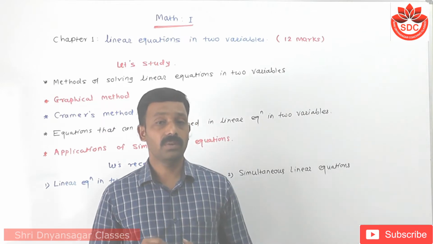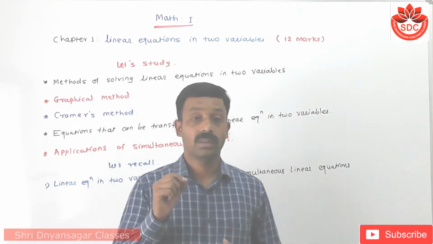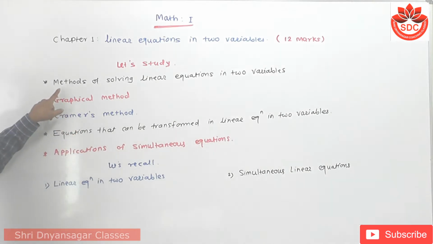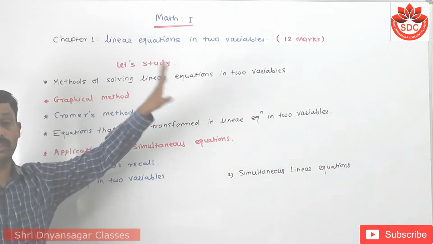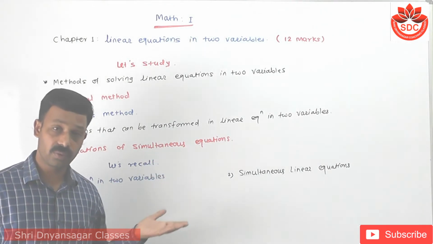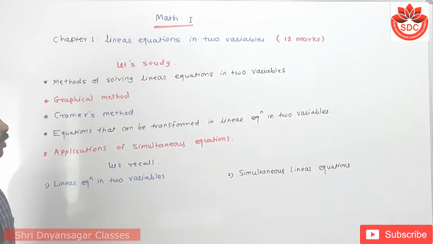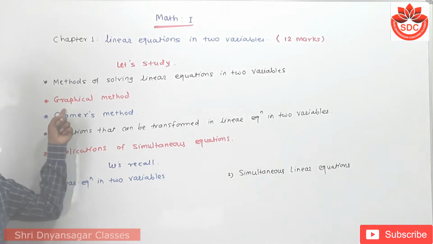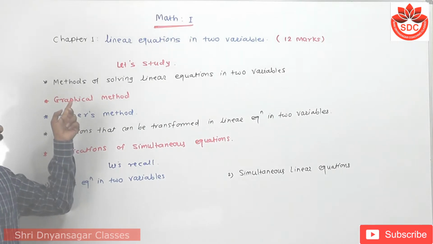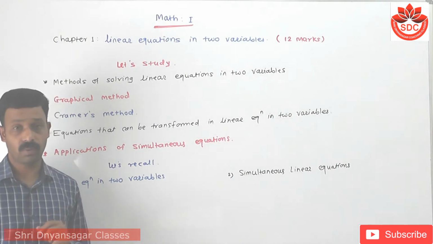Now in this chapter we have to discuss some important points. The first one is methods of solving linear equations in two variables. How many methods do we have to solve them? For example, equating coefficients, substitution, and elimination. Then the graphical method, which is important and simple. All of you are familiar with the graphical method. One question can be asked in your examination for 4 marks.